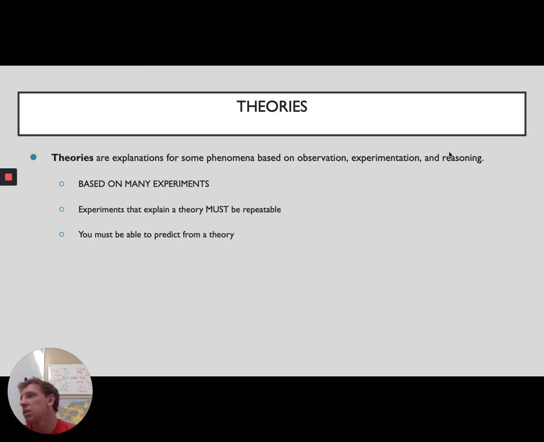And then we have theories. Theories are explanations for some phenomena based on observation, experiment, or reasoning. These are based on many experiments. They must be repeatable. And from a theory, you must be able to predict.